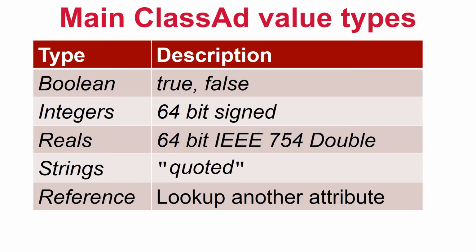There are 5 main types of ClassAd values, or the thing that goes after the equal sign in a ClassAd attribute. Booleans, true or false. Integers, which are always signed quantities. Reals, which are floating point values. Strings, which are just a set of characters. And references, which are kind of like variable lookups. Let's look at each of these in detail.